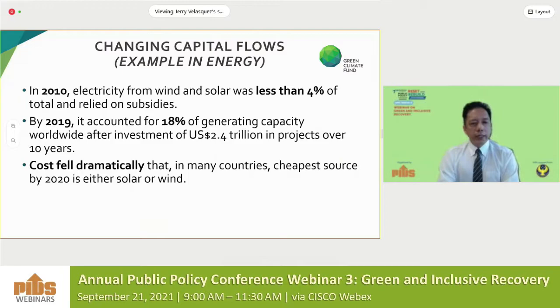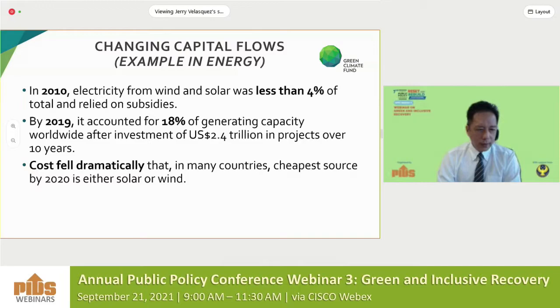So it is already happening. Capital flows are changing in energy, for example. In 2010, less than 4% were in wind and solar. By 2019, 18%, it's a mature business. It will happen in the other sectors. We have seen it happen. It will happen. And you can see here, it's a short 9 years. So it will happen in the other sector, transport. So the only question is, when will this change happen? And which side will you be on when this happens?